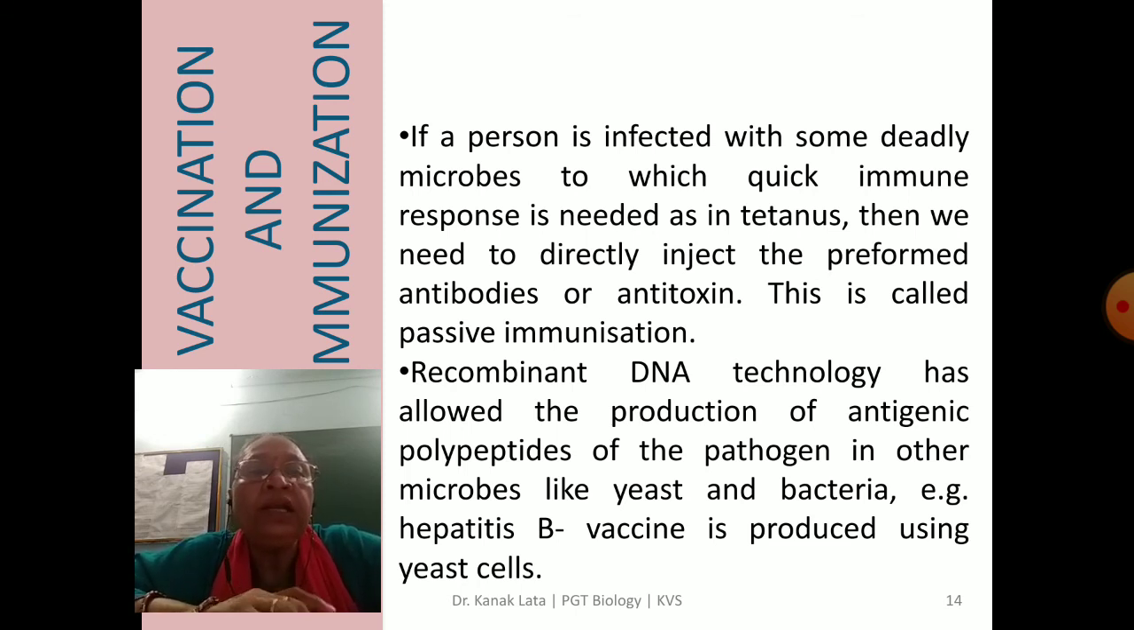Now recombinant DNA technology has allowed the production of antigenic polypeptides of pathogens in microbes like yeast and bacteria. So the hepatitis B vaccine is produced using yeast cells.